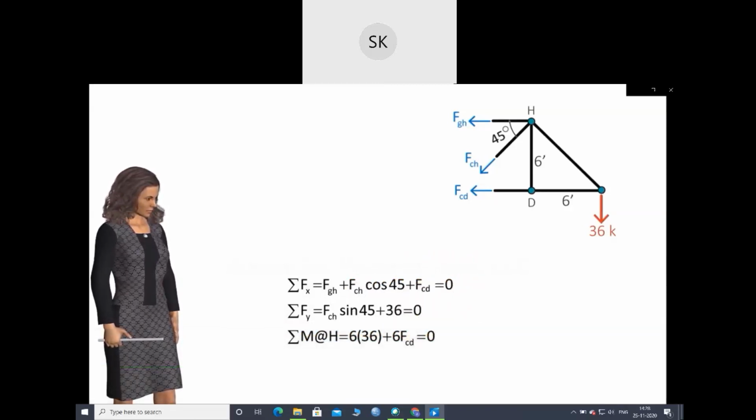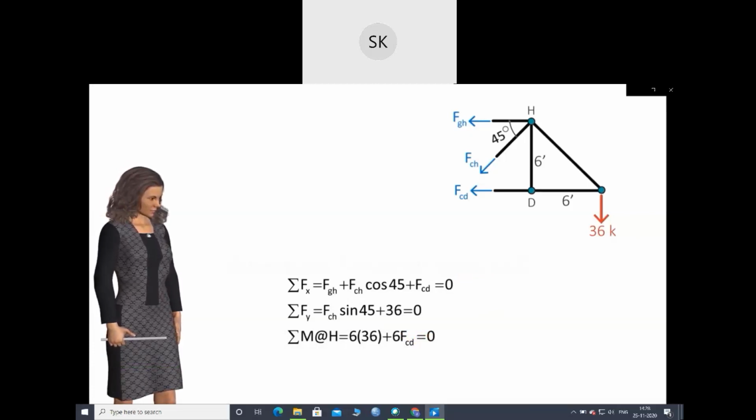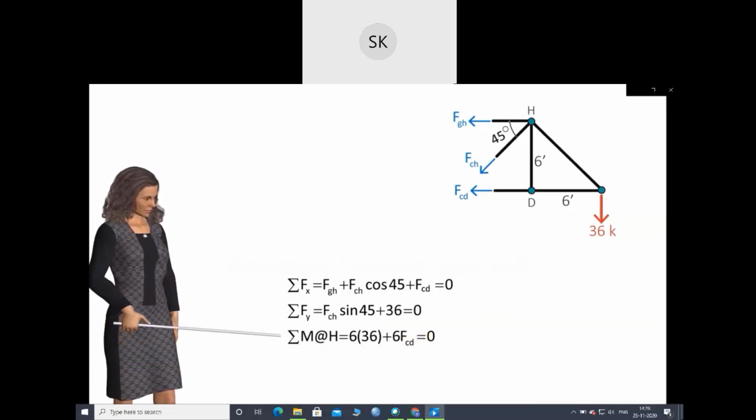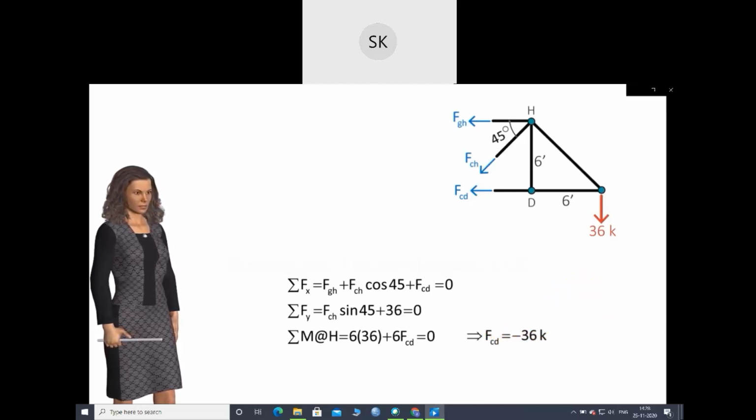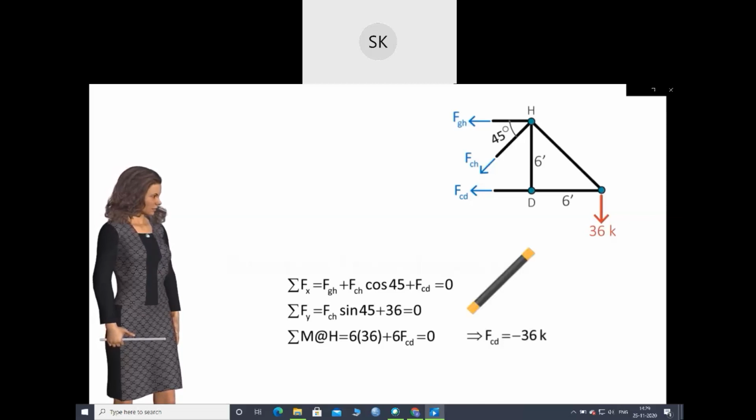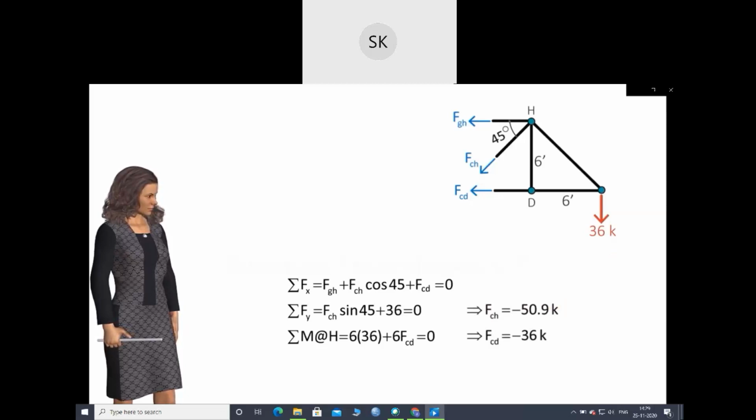We can solve these equations for the unknown member forces. If we want to calculate FCD only, we can use the third equation. It gives FCD equals negative 36K. If necessary, we can use the other equations to determine the other unknown forces. The second equation gives FCH equals negative 50.9K. Then we can use the first equation to get FGH.